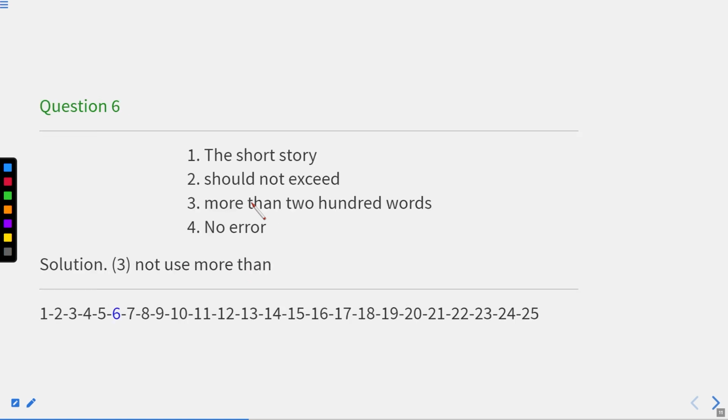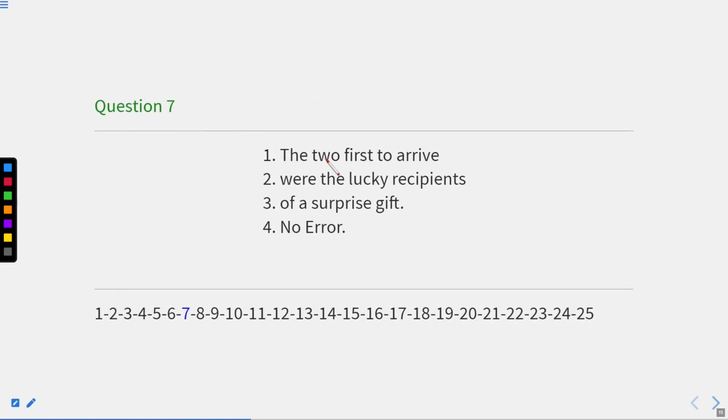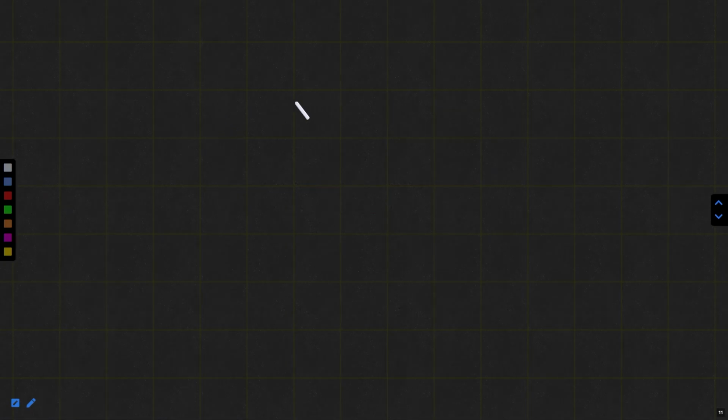Now let us move to the next one. This is question number 7. The 2 first to arrive were the lucky recipients of a surprise gift. Now there are 2 types of numbers. One is ordinal number and another is cardinal number. We have already read this in the chapter of adjectives. So there are 2 types of numbers, ordinals and cardinals.